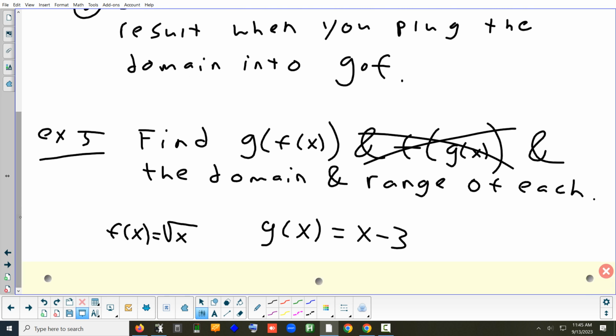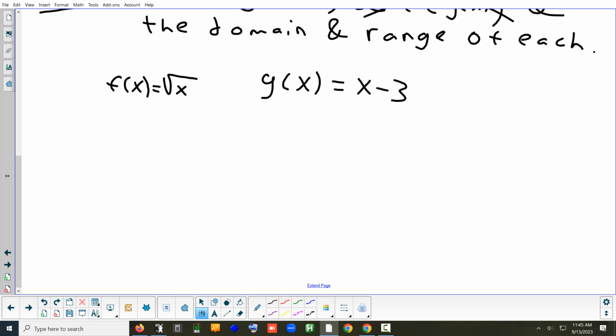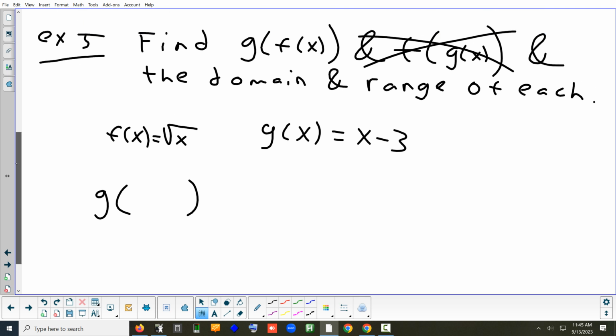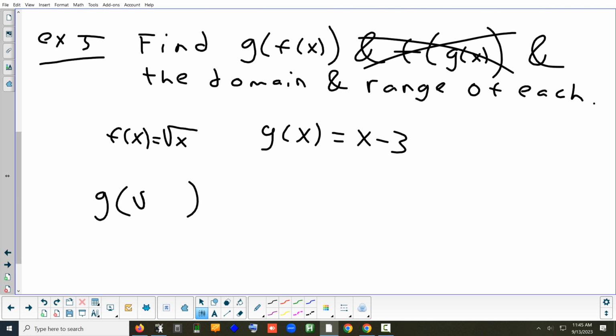So find g of f of x. Michael, what's f of x in this case? The square root of x. Square root of x. And Mia, if I change the variable in g to square root of x, what would it look like? Yep, minus 3 under the root or outside? Yep. Okay, so there's your composition.